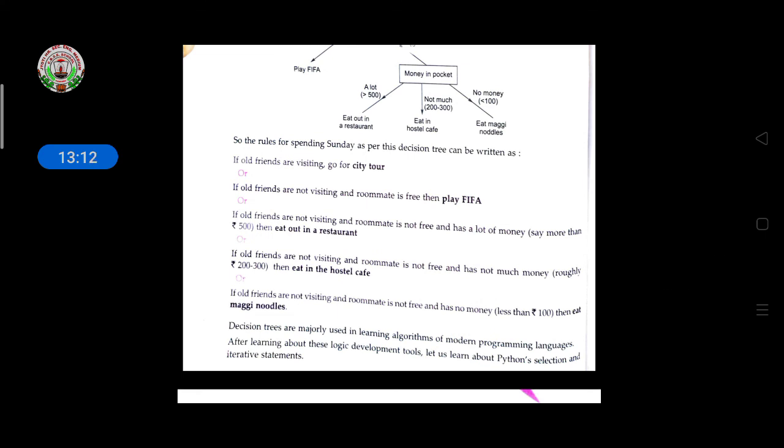So the rules for spending Sunday as per this decision tree can be written as: if old friends are visiting, go for a city tour; or if the old friends are not visiting, then play with the roommate. Like this the condition will flow.